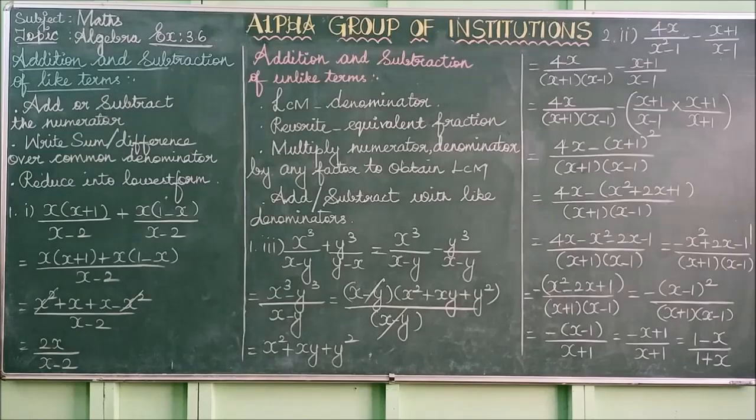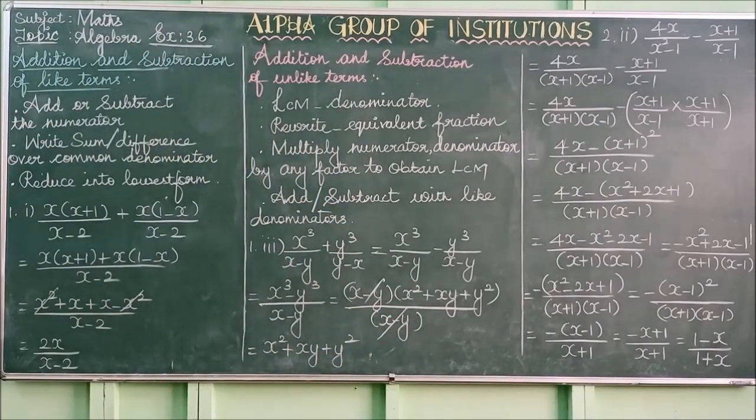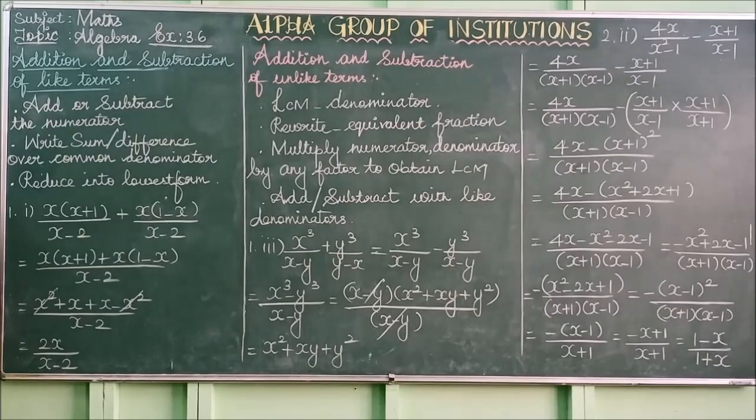Now today we are going to learn about the addition and subtraction of like terms. For multiplication and division, you should not consider like and unlike terms. For addition and subtraction, you have to consider like terms as well as unlike terms.